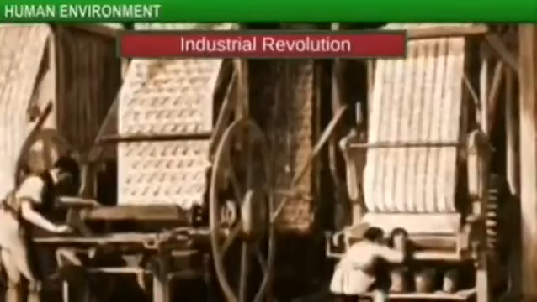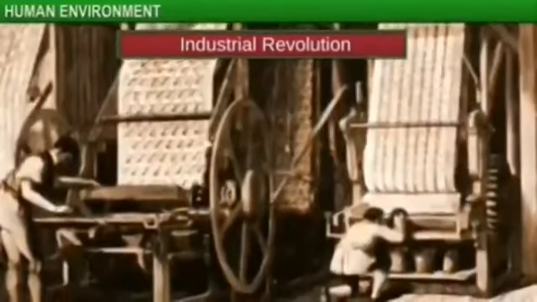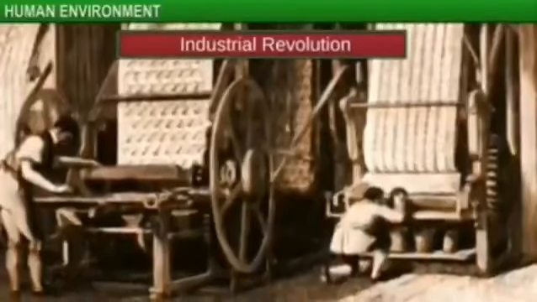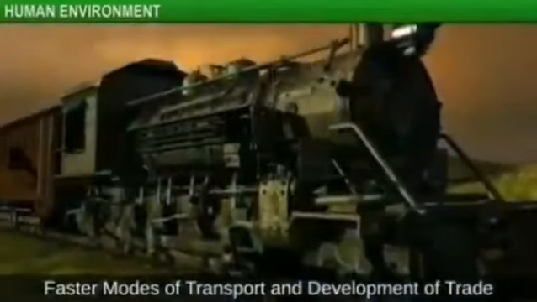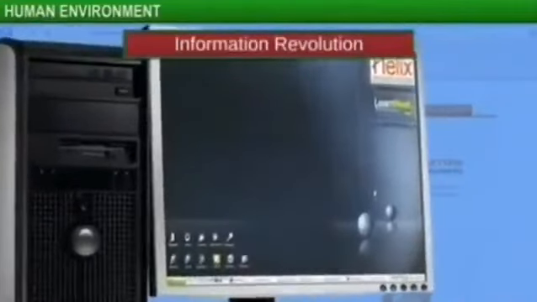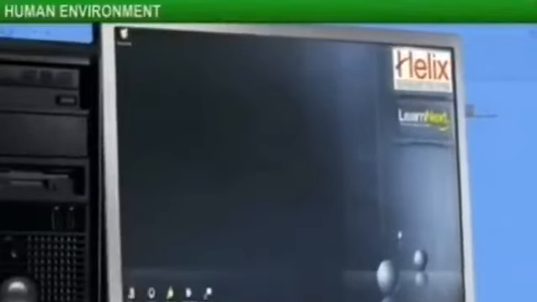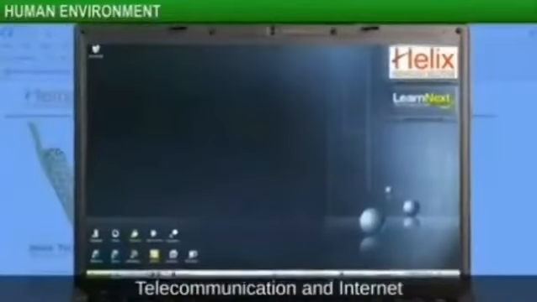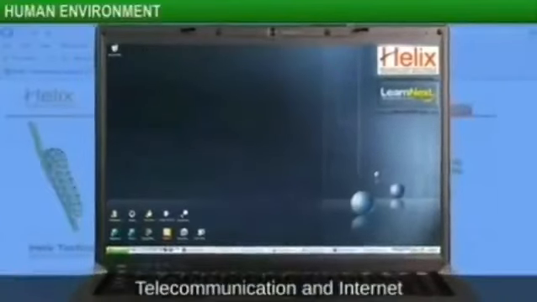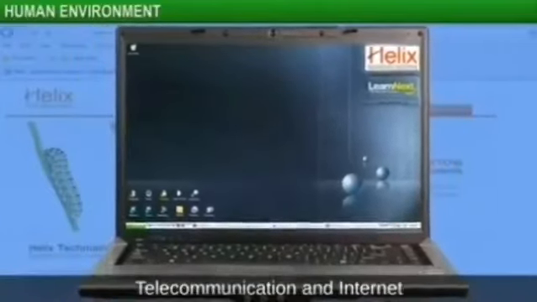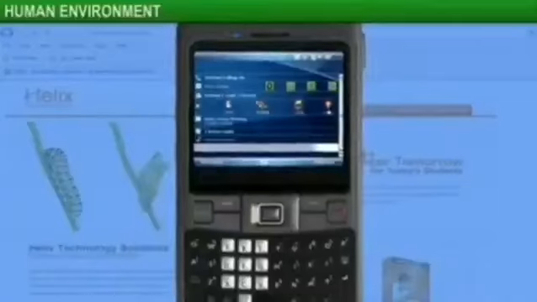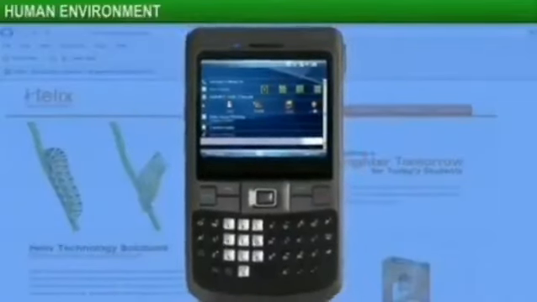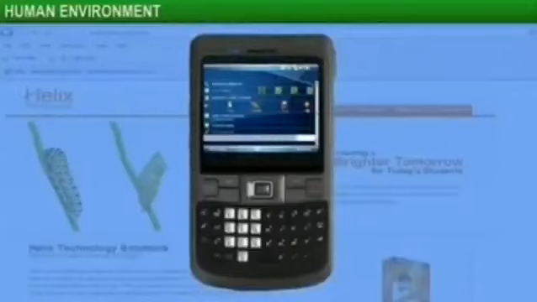Then came the Industrial Revolution, as goods needed to be produced on a large scale to meet the growing needs of humans. The invention of faster modes of transport led to the further development of trade. These days, human beings are witnessing the information revolution, which has brought telecommunication and the internet. This made communication even faster and smoother than before. Thus, over time, human-made environment elements have improved our lives to a great extent, providing all human beings a very comfortable life.